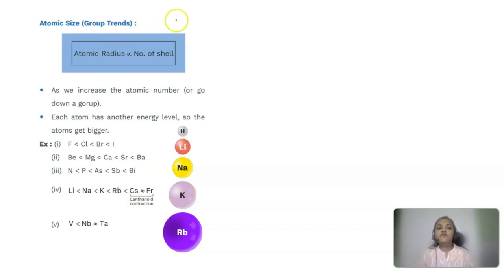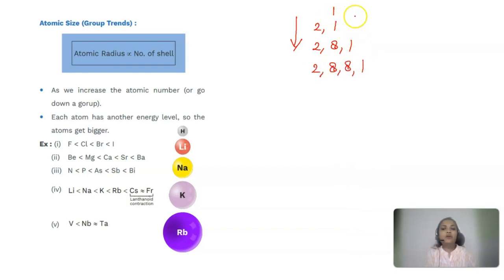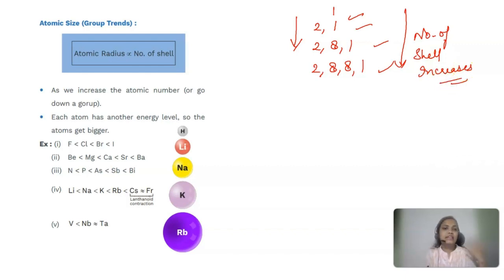Now in the case of group, we will be seeing the number of shells. In the last lecture we studied that when we are moving down the group, the number of shells increases, like this: 2, 2 8 1, then 2 8 8 1, like this. So the number of shells is increasing when we are moving down the group. If the number of shells increases, electrons are moving away from the nucleus, and obviously the size is going to increase, right?